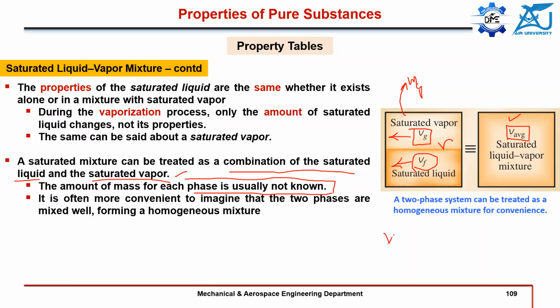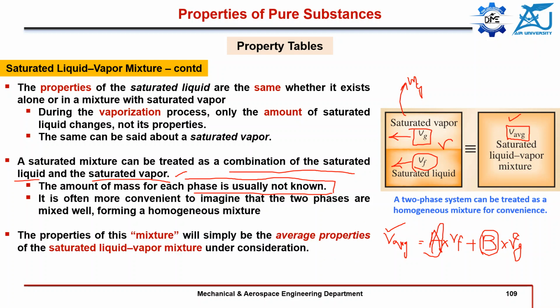Okay, so this V average will be some value A times Vf plus some number B times Vg. So we need to evaluate these two things so that we can find out. So now our goal is how we can find out the properties of that mixture, because that mixture property is not given in the table. So the properties of the mixture will simply be the average properties of the saturated liquid vapor mixture under consideration.